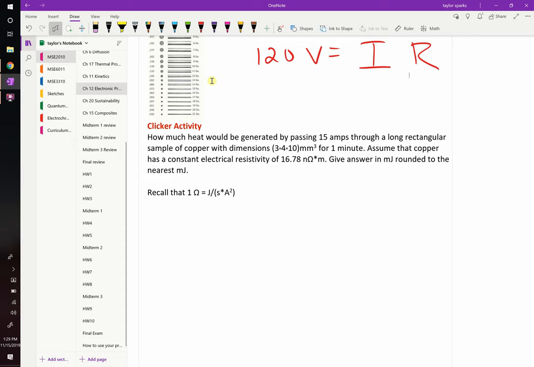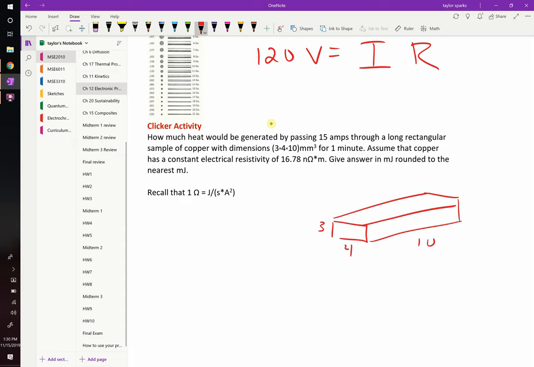You pass it through a long rectangular sample of copper. The dimensions of that sample are 3 by 4 by 10 millimeters. Or in other words, if this is your sample, it's 3 by 4 by 10. We're passing current through it like that, okay? You pass that current through it for 1 minute.